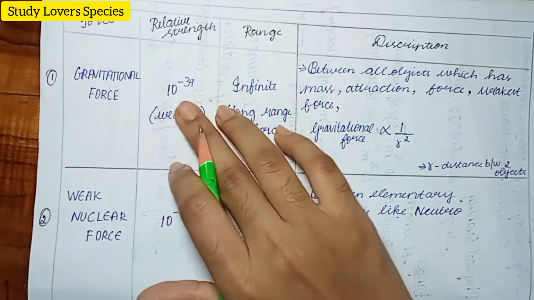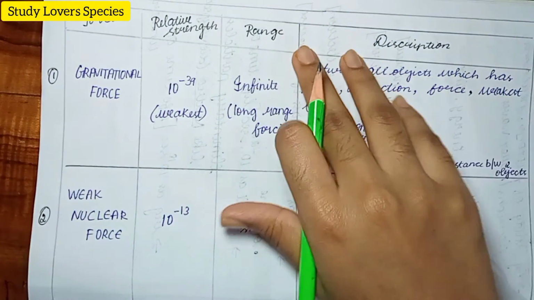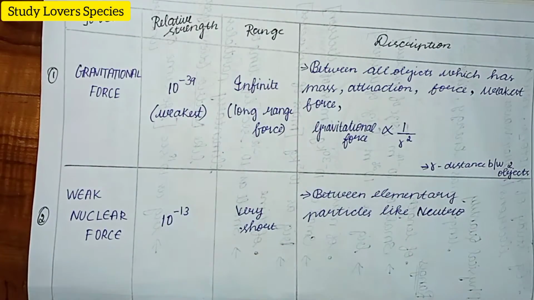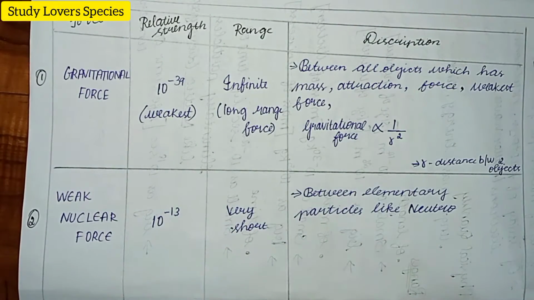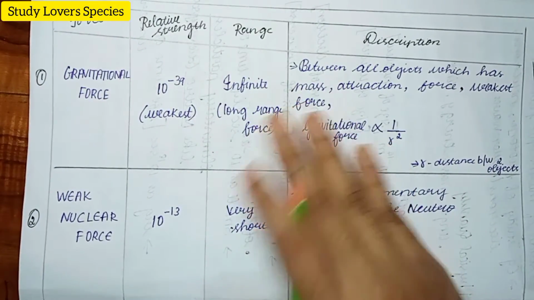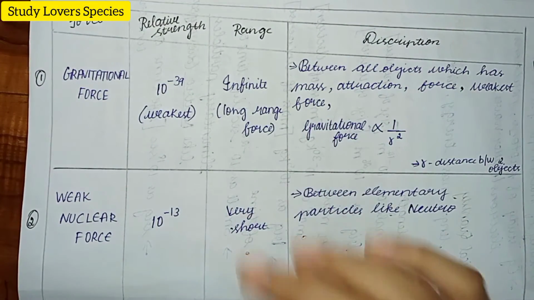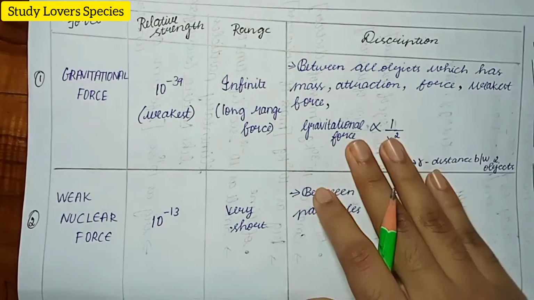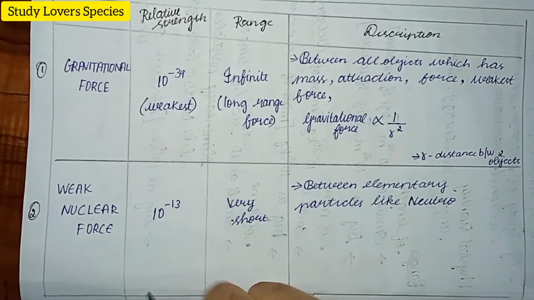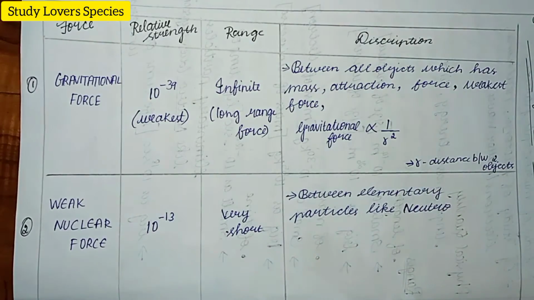The gravitational force's relative strength is 10 power minus 39, so it is the weakest. Its range is infinite, that is, it's a long range force. Its description is that it acts between all objects which have mass, with attraction, and it is the weakest force. Gravitational force is proportional to 1 by r square, where r means the distance between two objects.